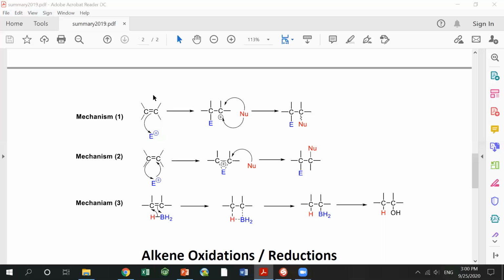Mechanism one is where you generate a carbocation intermediate. The carbocation has a planar structure, so the nucleophile can attack from the top or from the bottom. In this case, there's no stereochemistry selectivity for mechanism one.